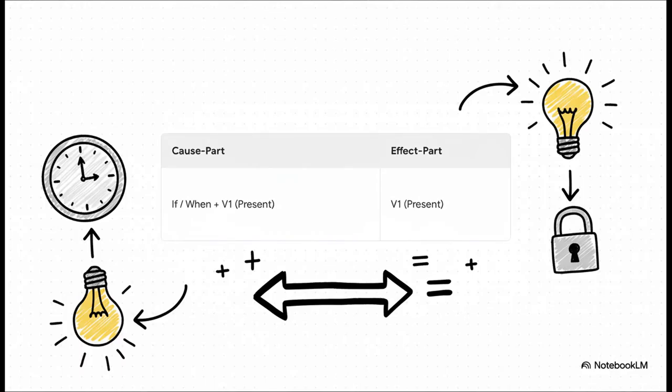And check out the structure. It couldn't be simpler. You see that symmetry? We use the simple present tense in the if part and the simple present tense in the result part. Present plus present. It's a straight-up formula for certainty.